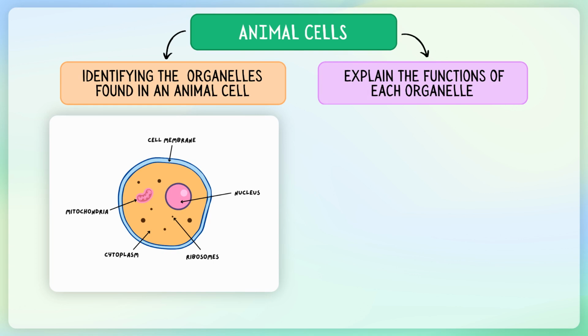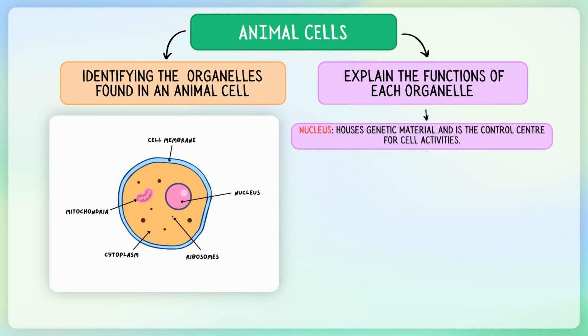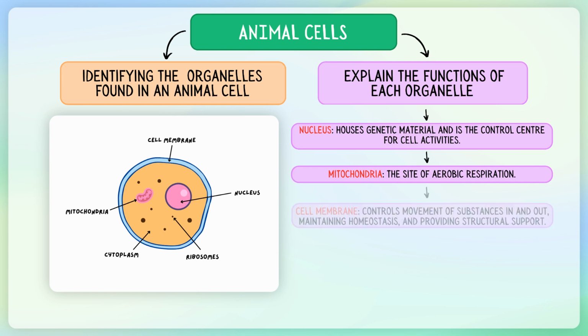Firstly, we discussed the nucleus, which houses the cell's genetic material and is the control center for cell activities. Following this, we examined the role of the mitochondria, known as the powerhouse of the cell, where energy production occurs through cellular respiration. Additionally, we discussed the importance of the cell membrane, responsible for regulating the movement of substances in and out of the cell, maintaining homeostasis, and providing structural support.